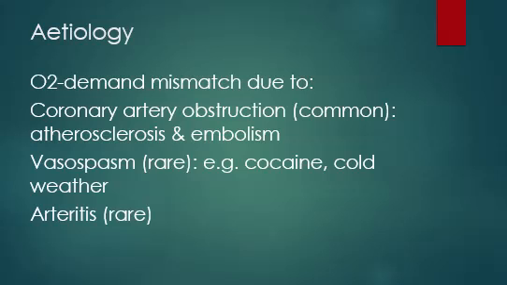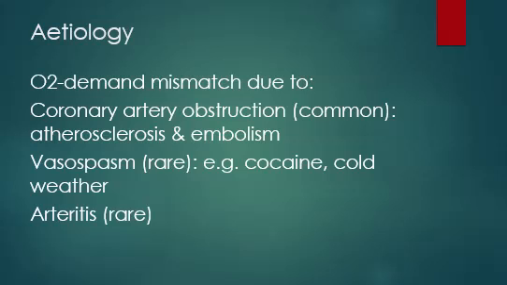As far as I understood it, vasospasm and arteritis are rare. Coronary artery obstruction is definitely the most common, but vasospasm and arteritis are rare. Vasospasm can be caused by various things. I think one of them was smoking, but a couple of the other ones were cocaine use and cold weather.